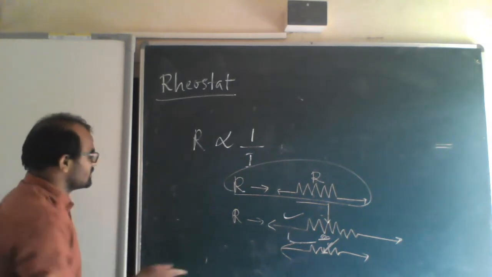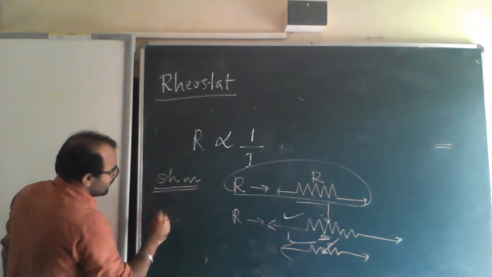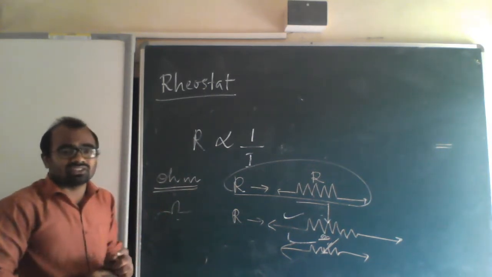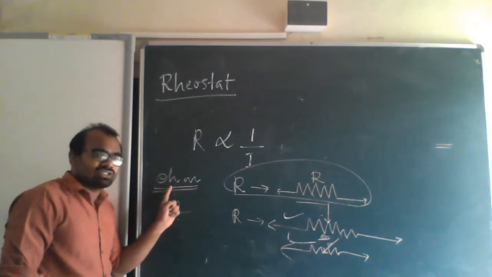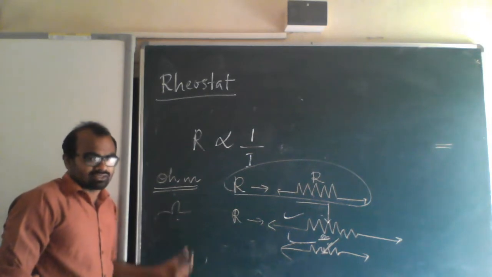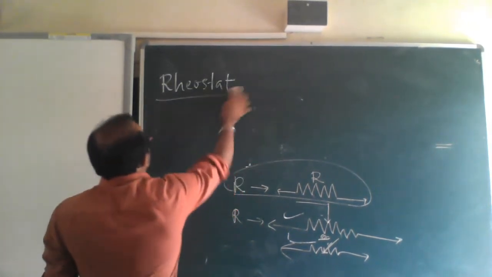SI unit of resistance: Ohm is the SI unit of resistance. You should not forget. What is the SI unit of resistance? The SI unit of resistance is Ohm, and the representation is like this. And now factors on which resistance depends. We will move to the next concept.